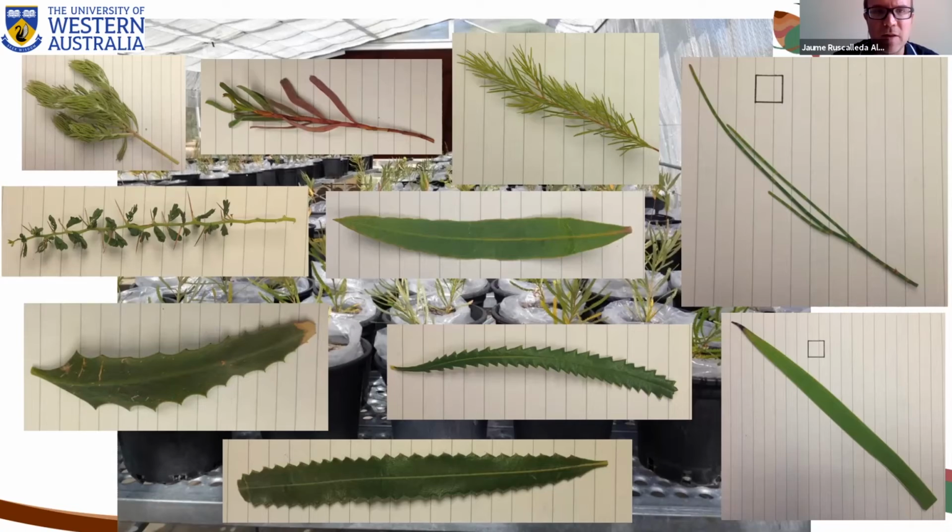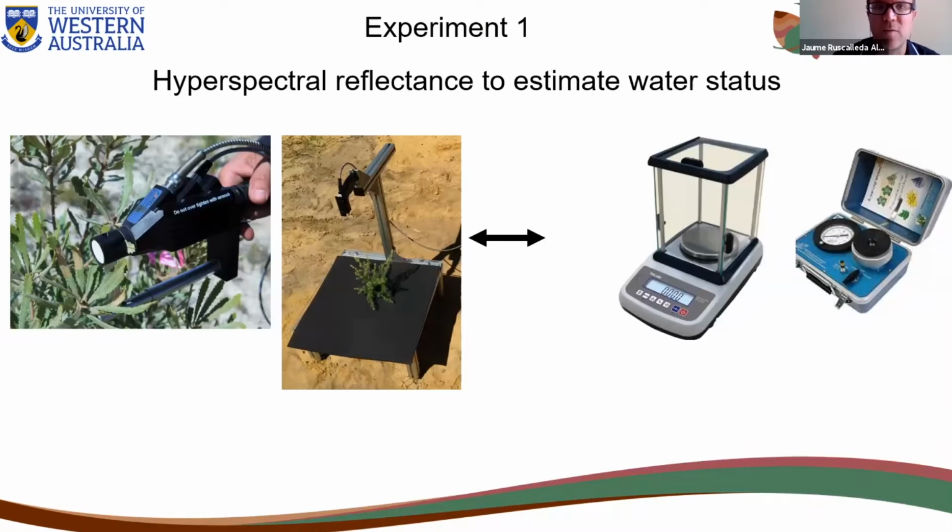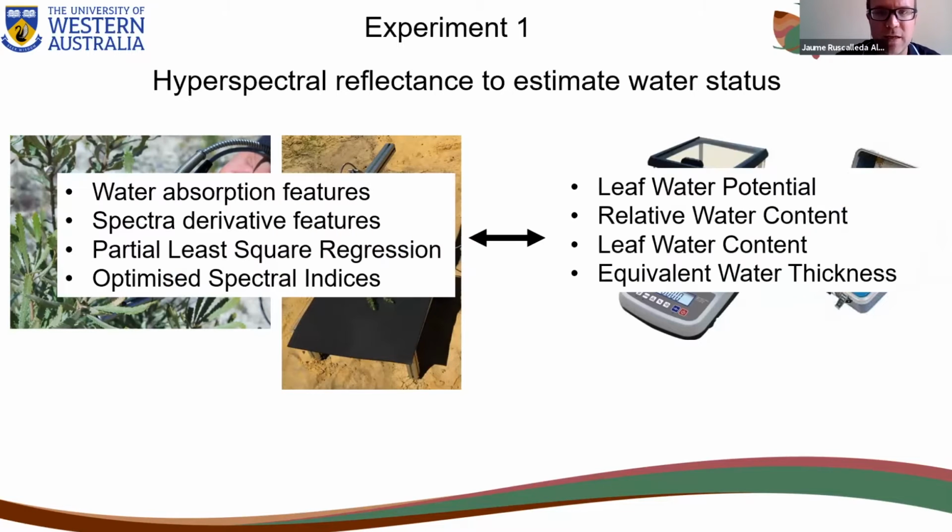So in this first experiment, we basically tried to see if hyperspectral reflectance can estimate water status specifically. And we used both the traditional methods there represented on the right and the hyperspectral reflectance values measured at the leaf level with the leaf clip and also at the whole plant level using a spectrally flat background. And specifically what we did is we measured 4 different physiological variables there on the right and tried to relate them to 4 different methods to analyze hyperspectral data.